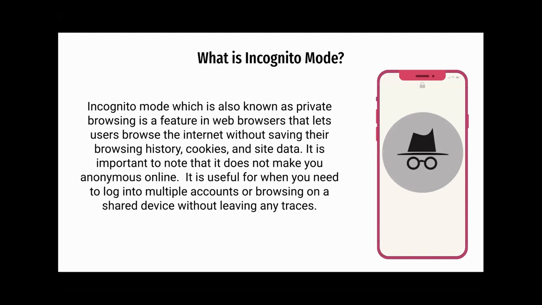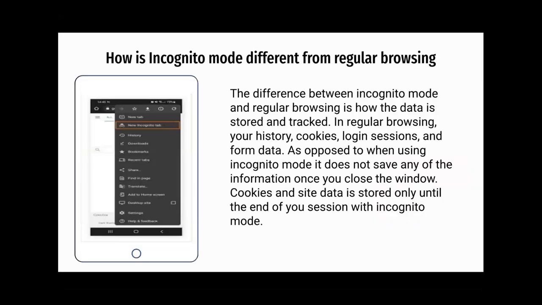What is Incognito Mode? Incognito mode, which is also known as private browsing, is a feature in web browsers that lets users browse the internet without saving their browsing history, cookies, and site data. It is important to remember that it does not make you anonymous online. It is useful for when you need to log into multiple accounts or browse on a shared device without leaving any traces.